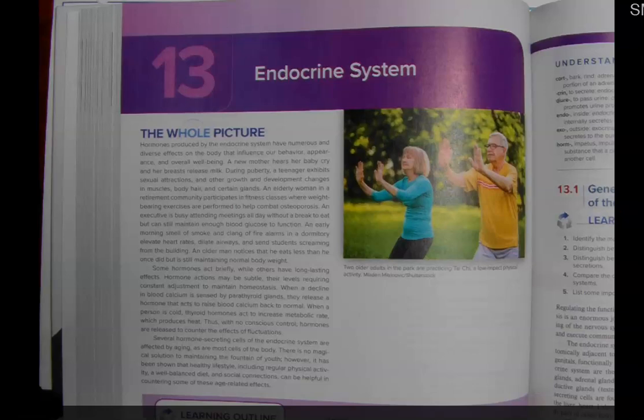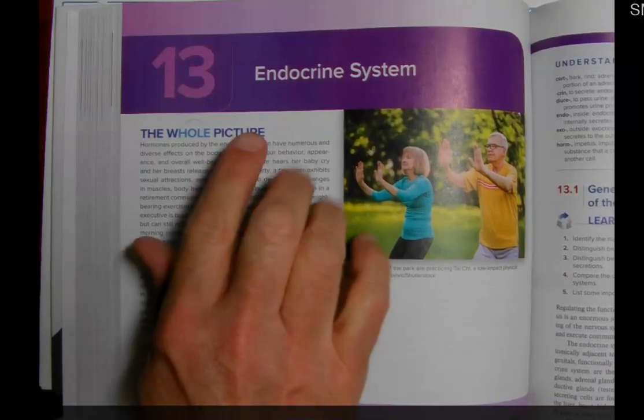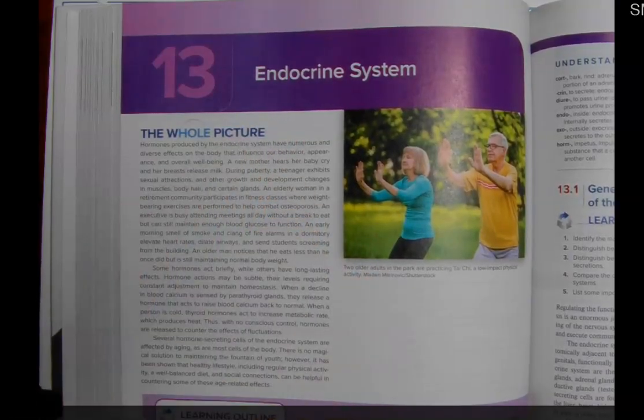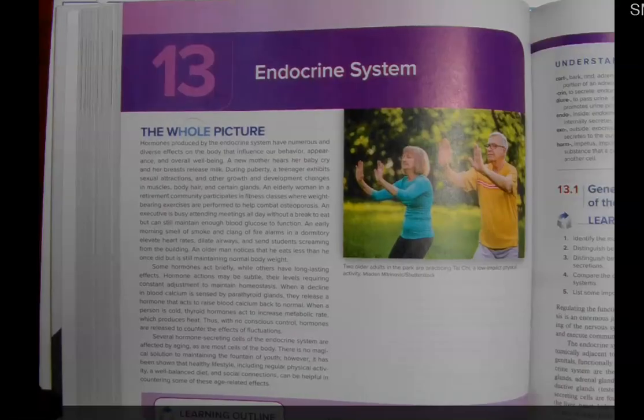All right, everybody. Welcome to our first chapter, our first system that we cover in Biology 202, A&P II. It's the endocrine system. What I like to do with these videos is show you the textbook, point out the high points, the things that I tend to focus on, things that I think are going to be important for you.